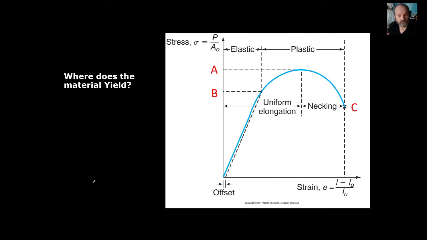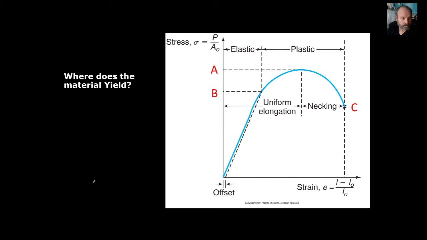Okay, so here's another review. We've mentioned this at least 4 or 5 times now. Take a look at this curve and try to think about where the material yields. Is it at A, B, or C? I'll give you a couple seconds to think about it. You can pause the video.